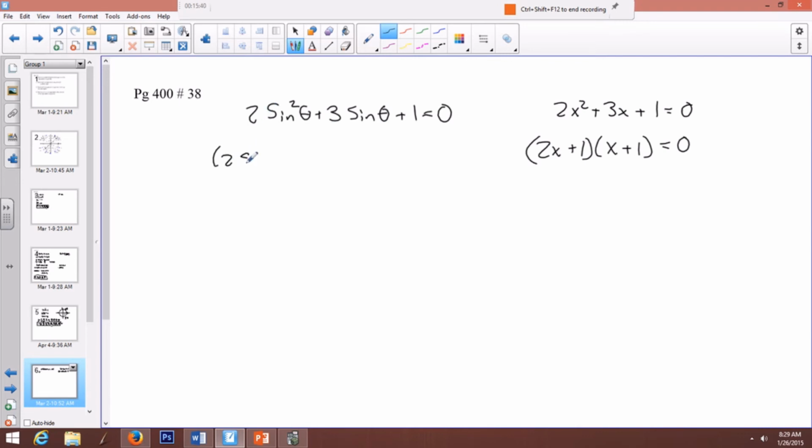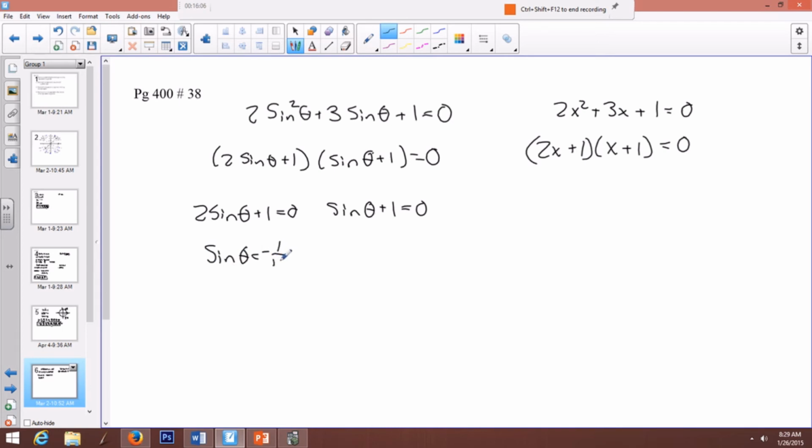So I have 2 sine theta plus 1 and sine theta plus 1 equal to 0. I'm going to solve each of them individually. So I'm going to say 2 sine theta plus 1 is equal to 0, and sine theta plus 1 is equal to 0. Solving this, subtract 1, divide by 2, I get sine of theta is equal to negative 1/2. And then the sine of theta is equal to negative 1.